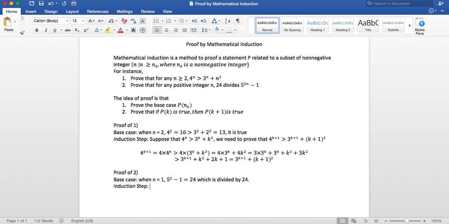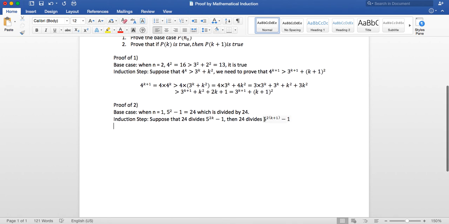Then the induction step. Now, in the induction step, we need to prove: suppose that 24 divides 5 to the 2k minus 1. Then 24 divides 5 to the 2k plus 1 minus 1.